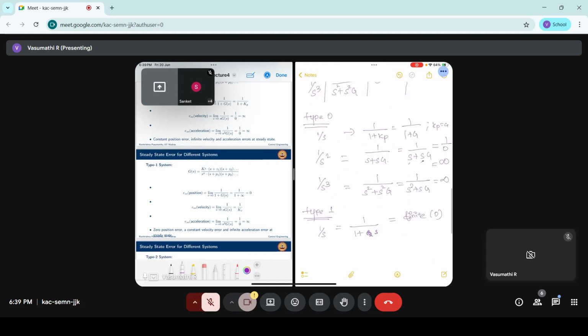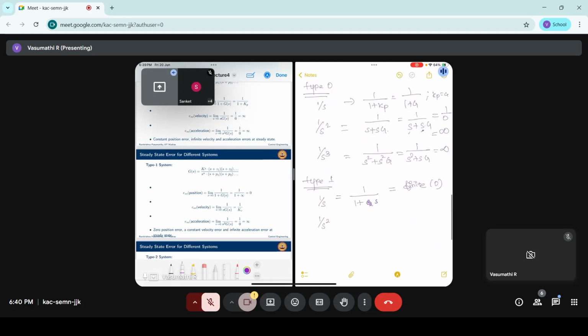Okay. Right. When I give the input as 1 by s square, this will be s plus s into, there will be one term in s, right, into g. Instead of g, I'm going to put one s. So this s and this s will get cancelled. When I put s equal to 0, I will again get some finite output, right? Some finite number, not infinite. Better I will write it as finite, okay?